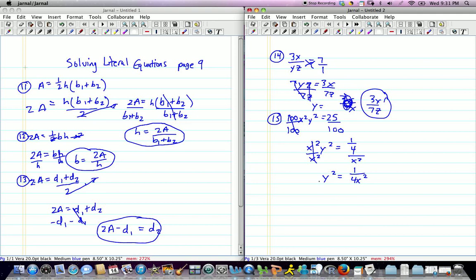And now I'm going to take the square root to get y by itself. When I take the square root, I get plus or minus. Remember, I have to add that when I take the square root. And I take the square root of the top, so the square root of 1 is just 1. I take the square root of 4, that's just 2. I take the square root of x squared, and I get x. So y is equal to plus or minus 1 over 2x. And I've now solved 15.